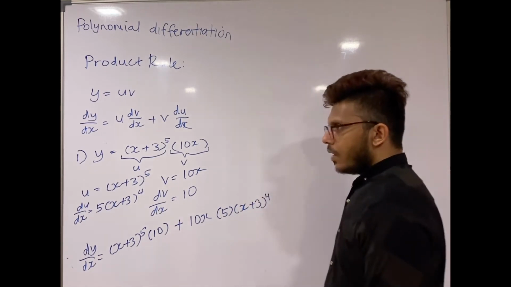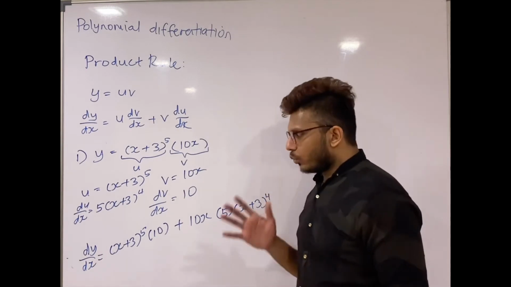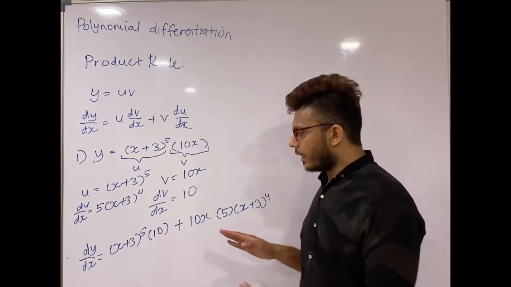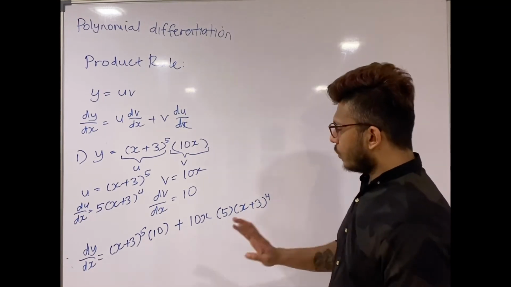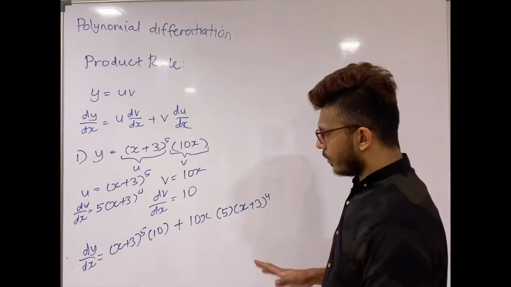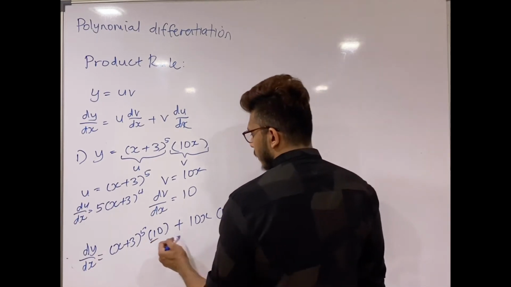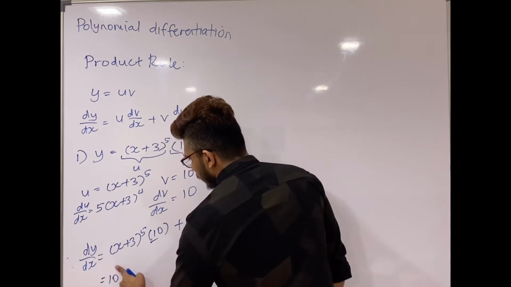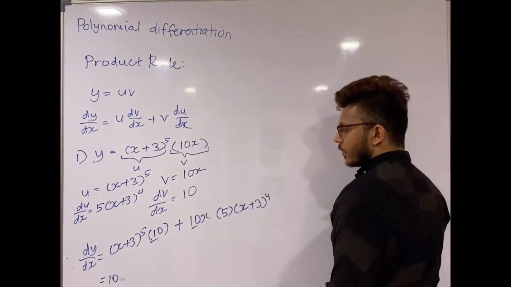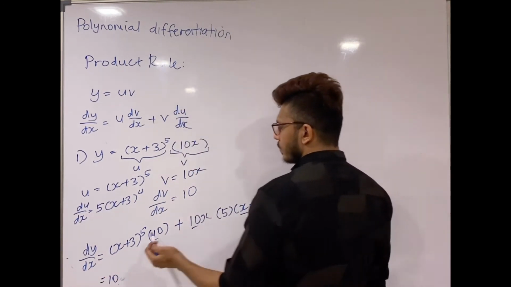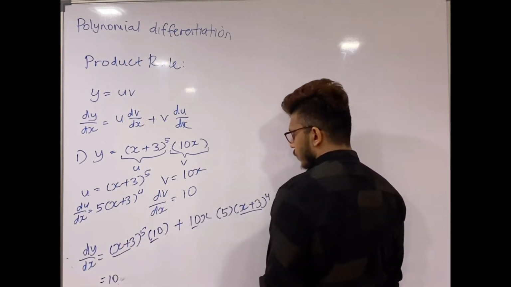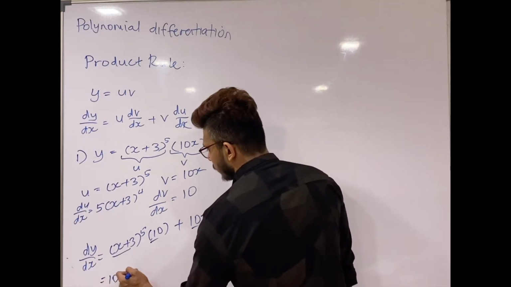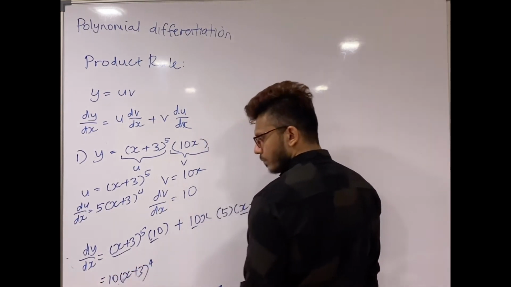See, in maths, whenever you can simplify something, you must simplify. You cannot just leave it hanging like this. Okay, so let's try to simplify this. How can we simplify this? You have 10 here, you have 10 here, so I'm going to take 10 out. What else can I take out? Do you realize we have x plus 3 as well? So the lowest power is what you always take out. So I'm going to take out (x + 3) to the power of 4.